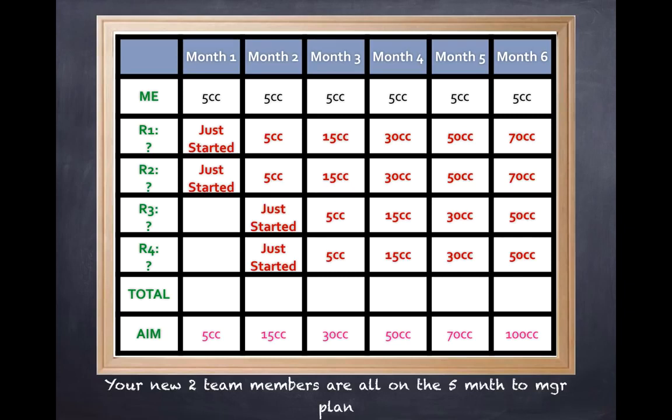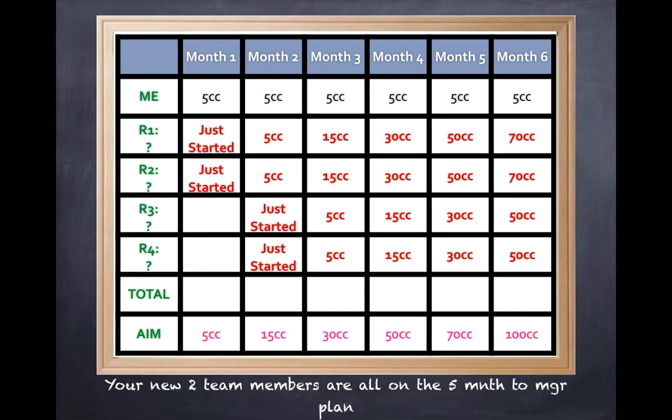The following month, so in month 2, you've helped your 2 team members, your recruit 1 and recruit 2, do their 5, but actually you've recruited 2 people as well, because remember, you've got to do your own 5cc, so you've recruited 2 as well. So in month 3, they're going to start the 5 month to manager plan, and they do their 5cc as well.